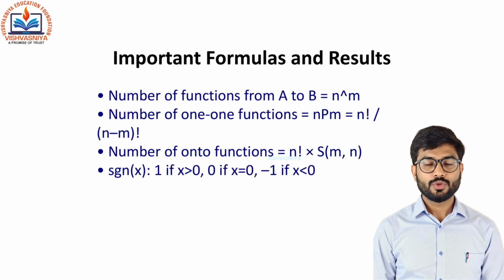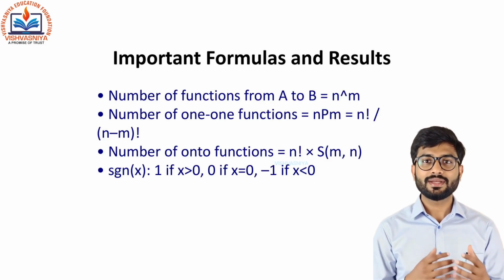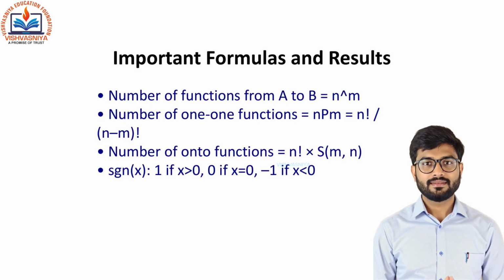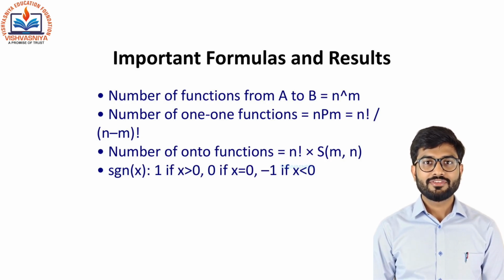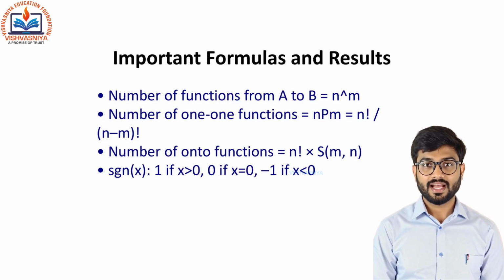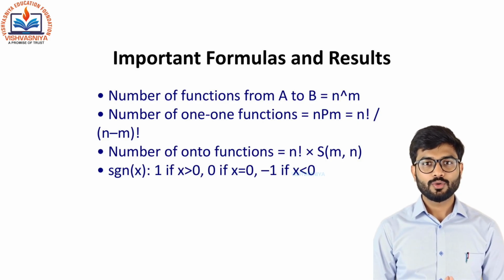Let's recall some useful formulas. Number of functions from set A to set B equals n raised to the power m, where m is the number of elements in A and n in B. Number of one-one functions equals nPm, that is, n factorial divided by (n - m) factorial, if n is greater than or equal to m. Number of onto functions equals n factorial multiplied by the Stirling number of the second kind S(m, n).